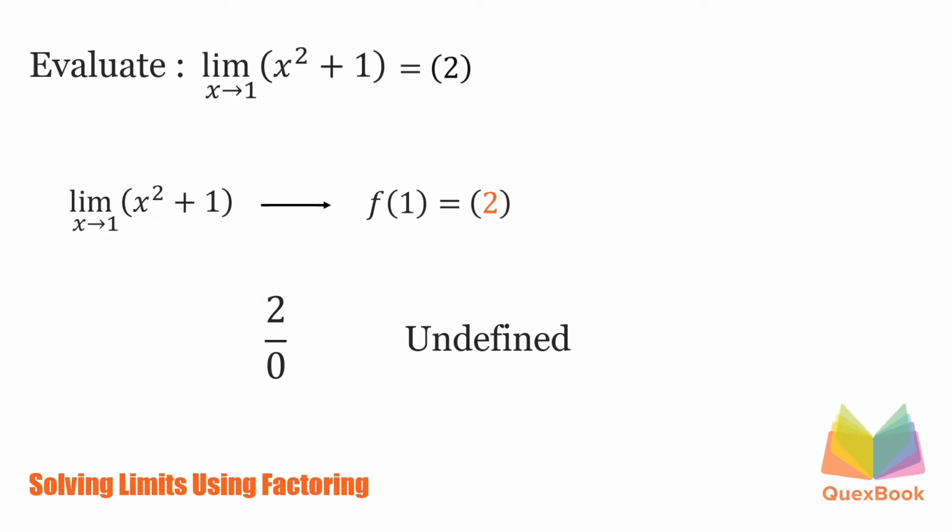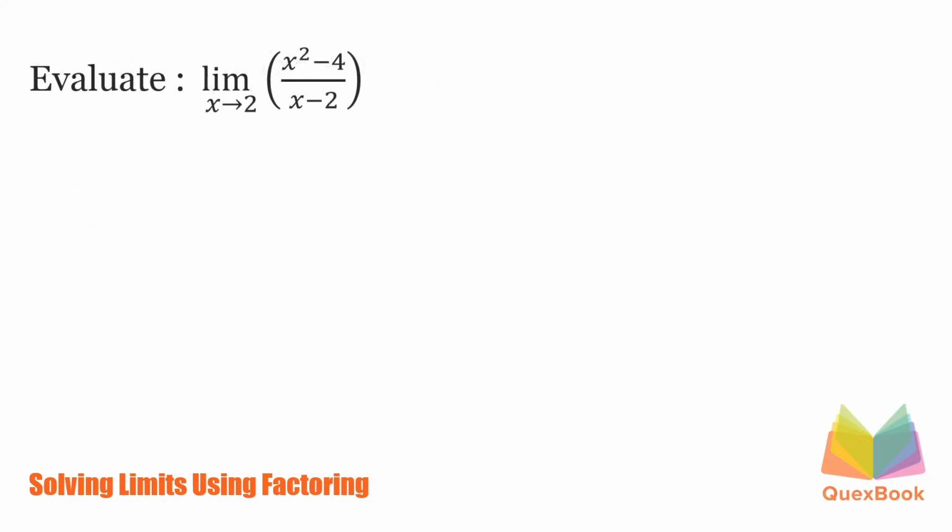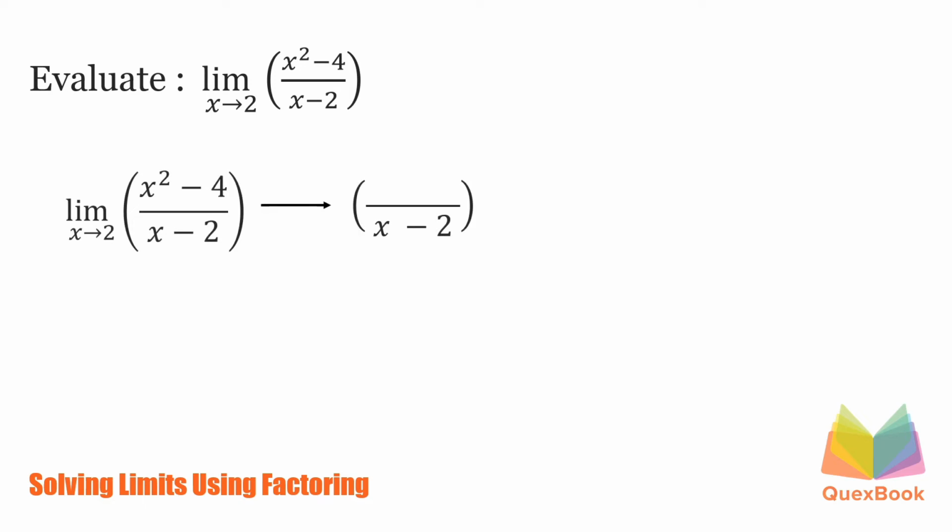So how about our next example? Let's try to evaluate this limit of x squared minus 4 over x minus 2 as x approaches 2. Now, using direct substitution, let us check the denominator if it will give us a 0. Let's try to plug in 2. In the denominator, we have x minus 2. So plugging in 2 to the value of x, we'll have 2 minus 2, which is obviously a 0.